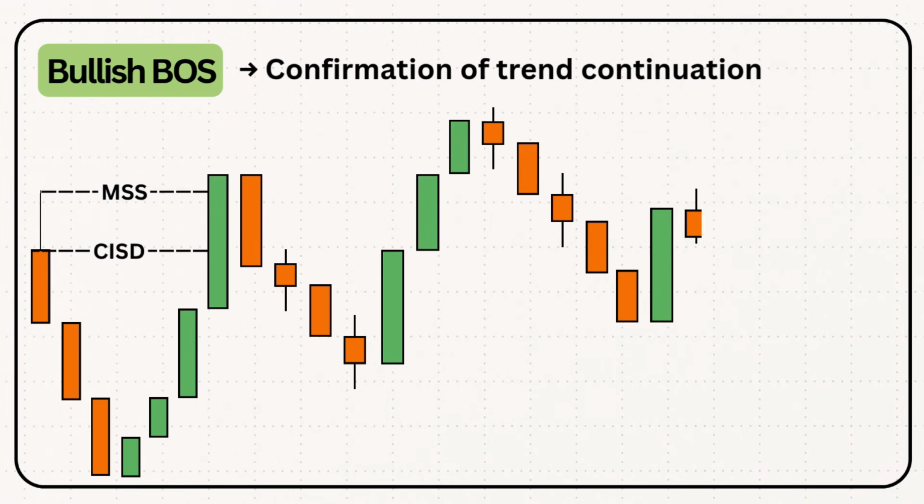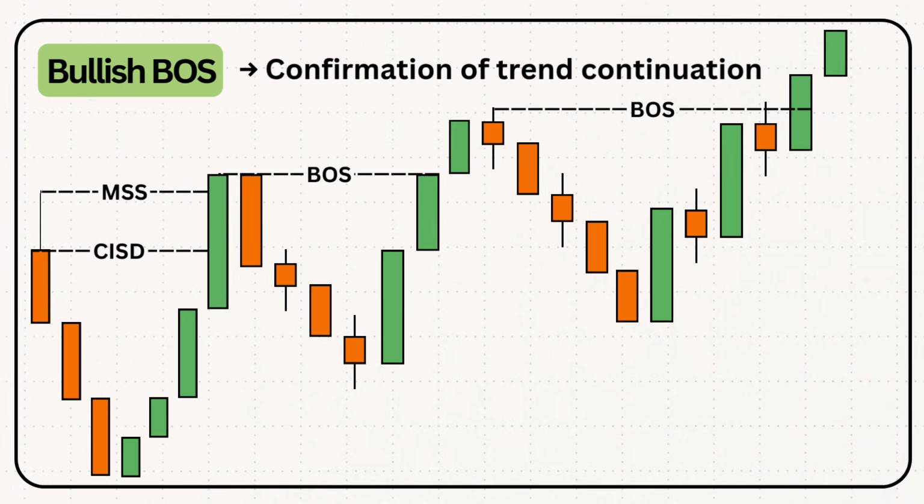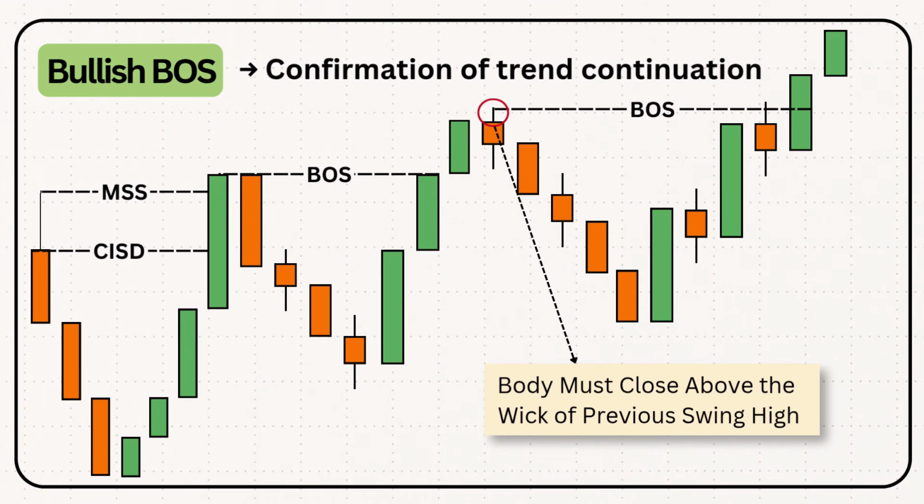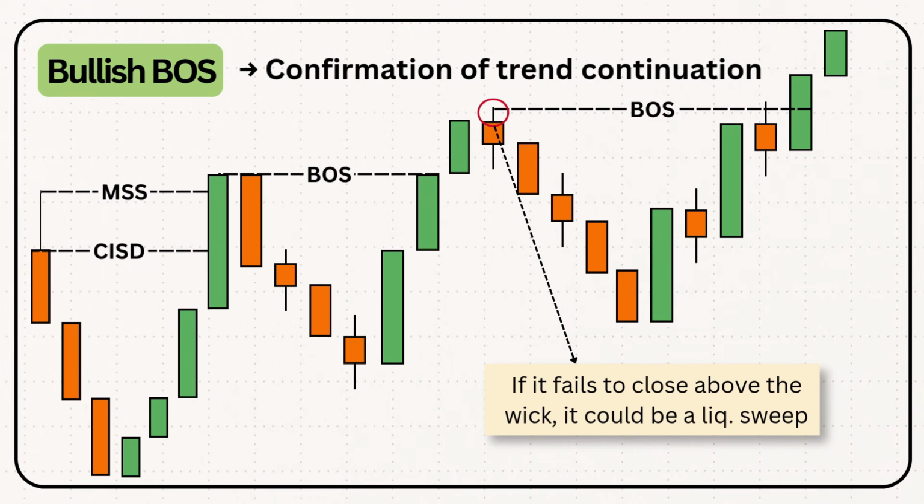Every time price successfully breaks above a previous swing high and continues expanding upward, that can be considered a bullish breakout structure. But just like MSS, a BOS only counts if the candle body successfully closes above the wick of the previous swing high. If price only wicks above the level but fails to close beyond it, then the breakout structure has not officially happened yet, and it could simply turn into a fakeout or a liquidity sweep.